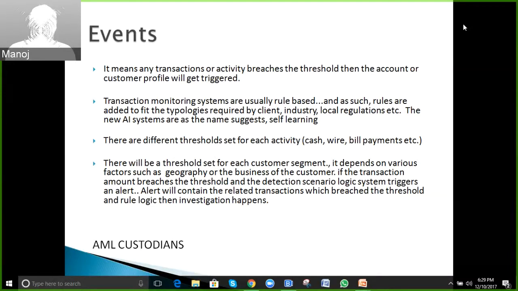So otherwise, we try to escalate it to the next levels of investigation, where they use certain different access websites and other sources to see the information, and they will take a decision accordingly, and it may result in SAR filing or STR filing from the banks or the financial institutions.